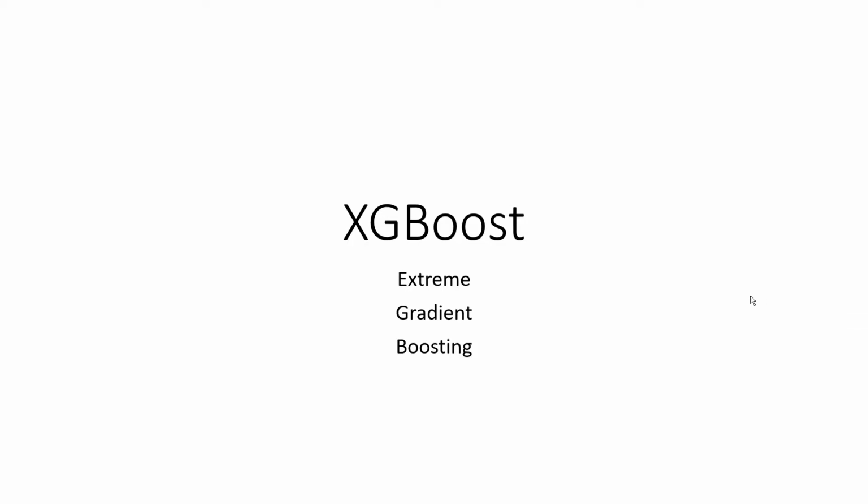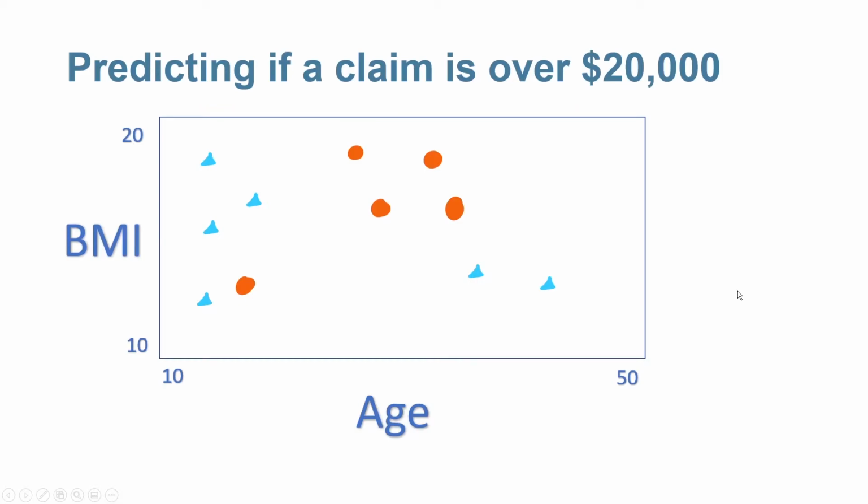To understand Xgboost, you need to know two concepts. The first is a decision tree, and the second is boosting. So decision trees work by dividing up the feature space into rectangular regions. Let's say that you have two variables, age and BMI. Your goal is to predict whether or not a claim is over $20,000. You divide up everyone based on their age, and you say, for people under age 20, I'll say that they are high cost, and for over age 20, I'll say that they're low cost.